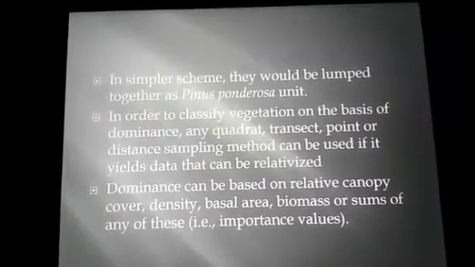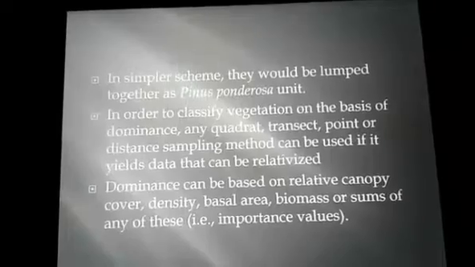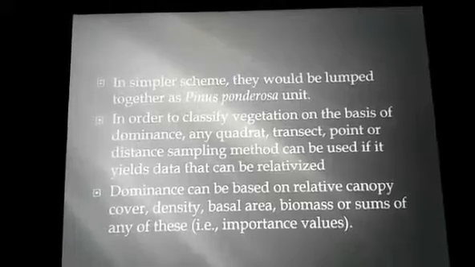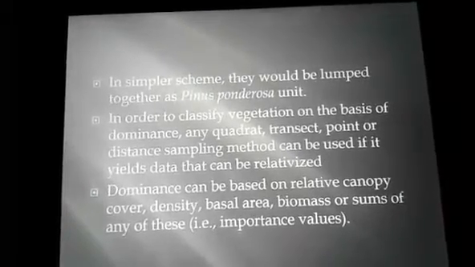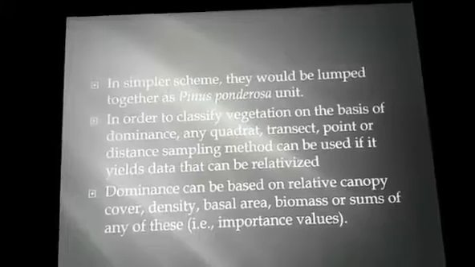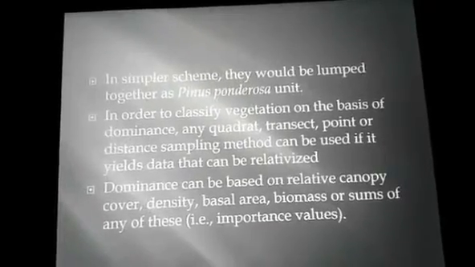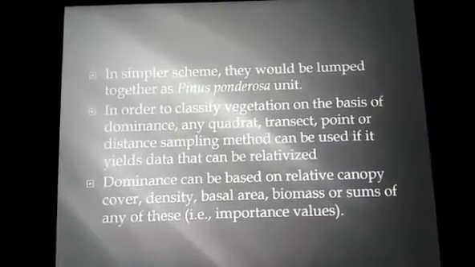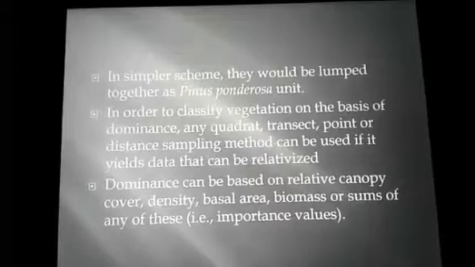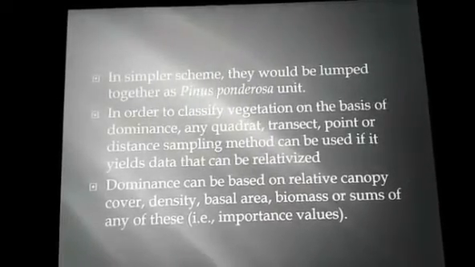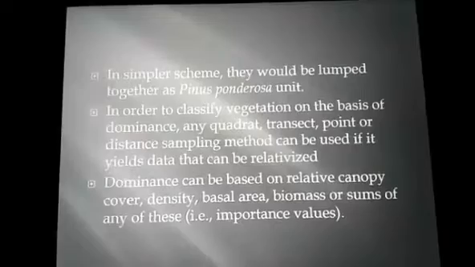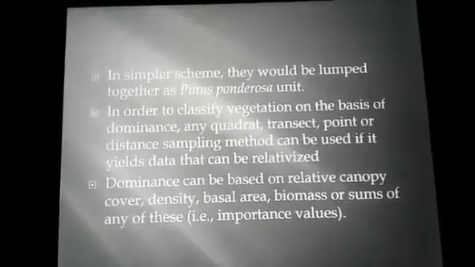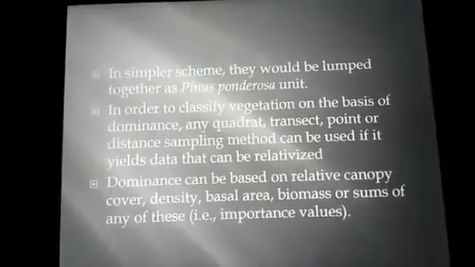So in order to classify vegetation on the basis of dominance, any quadrat, transect, point, or distance sampling method can be used if it yields data that can be relativized. Dominance can be based on relative canopy cover, density, basal area, biomass, or the sum of any of these. That is when we start talking about the importance values.